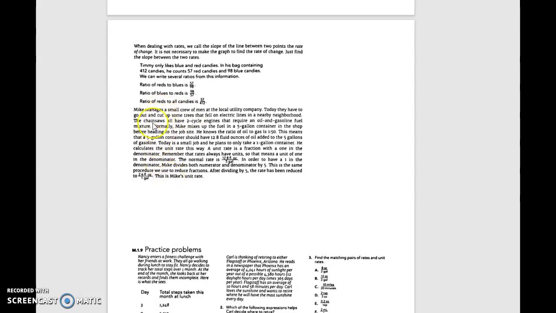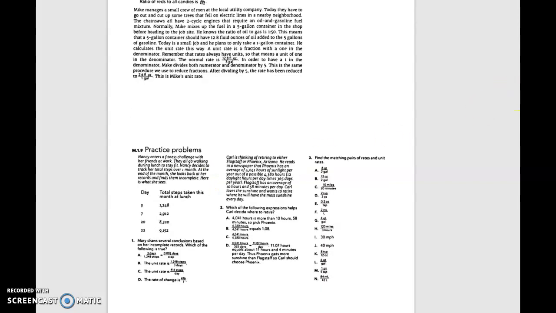Now, I'm going to let you read this example. It's a little bit more complicated than what most people want to do, but once you set up the ratio that they give you, ratio of oil to gas is 1 to 50, and you can see that it's got 12.8 fluid ounces of oil added to a 5-gallon can, and you can determine what it all is, but I'm going to let you work this one out yourself. And also go down here and work on these practice problems.